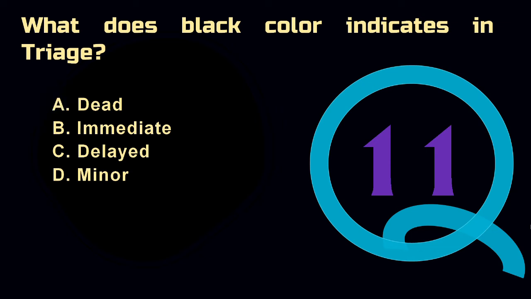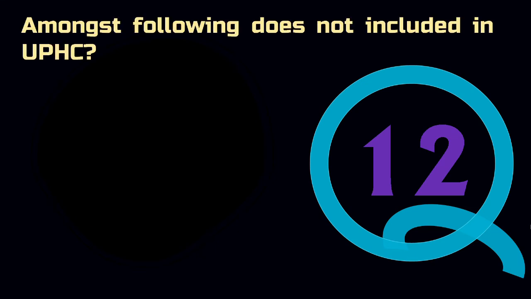The significance of the other colors are: the red color indicates immediate attention to be given to the patient. The yellow color indicates a delayed attention can be given, and the green color indicates minimal or minor wounds to the patients. The next question is, amongst the following, which is not included in UPHC?